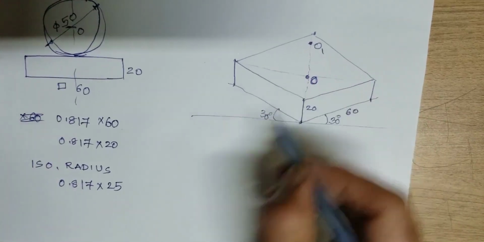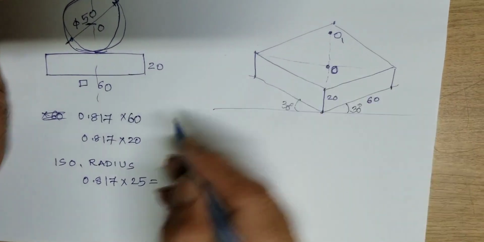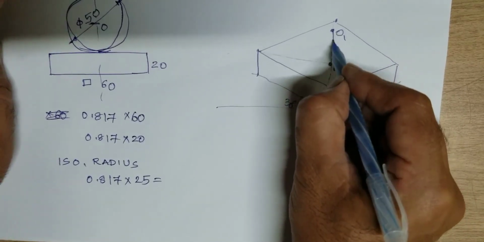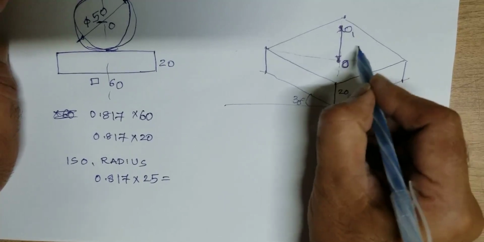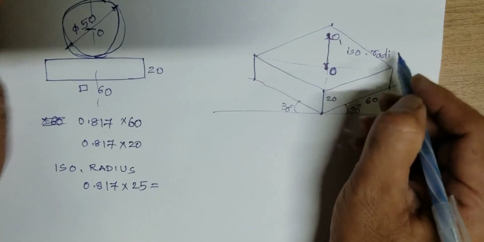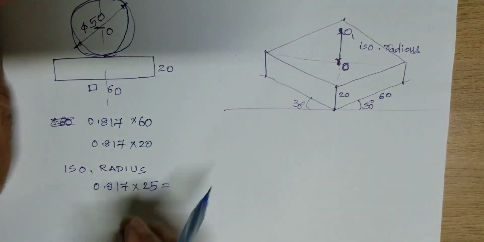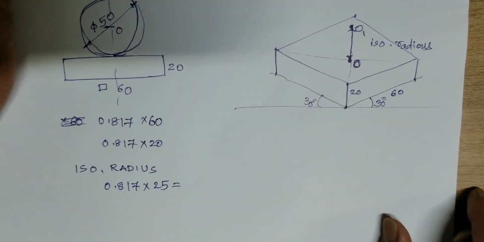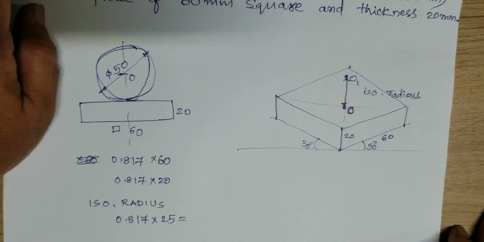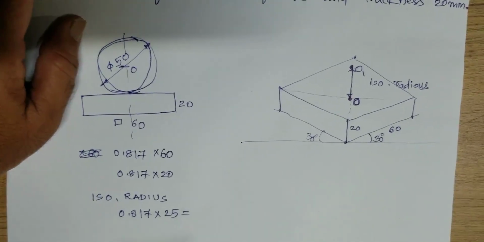Now this value is the iso radius, 0.817 times of 25. With this radius you identify this point. This distance is the iso radius, once again I am telling you. Now, actually the sphere appears as a full sphere only. It does not look like a reduced dimension, particularly the sphere. That we need to understand. Even though it is isometric projection, it appears as a full sphere.